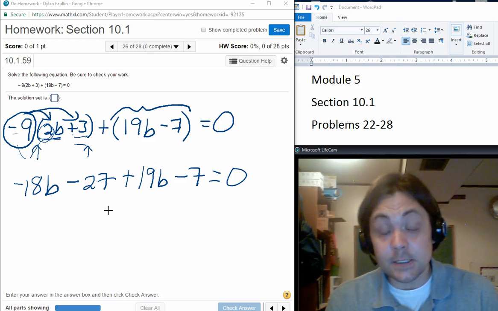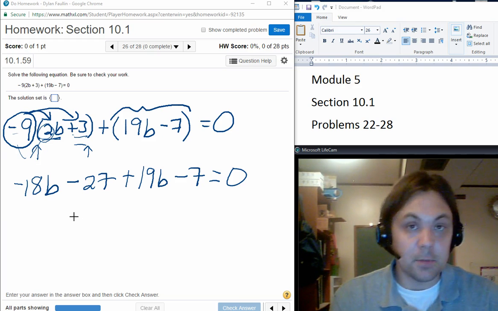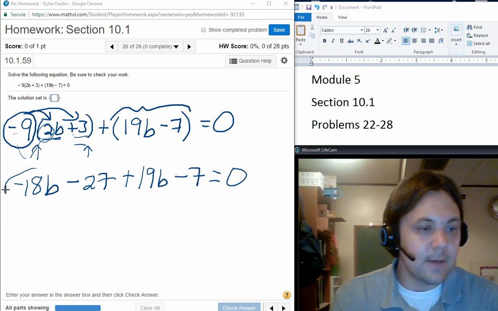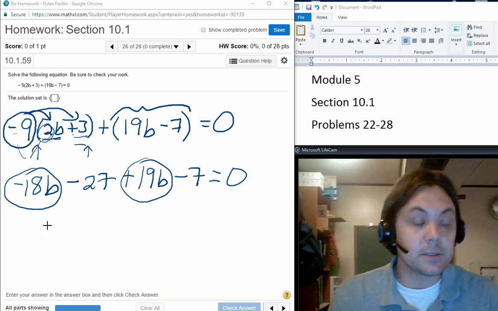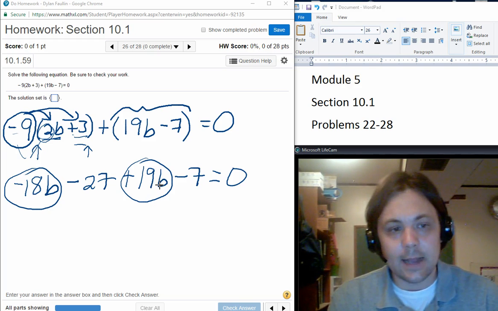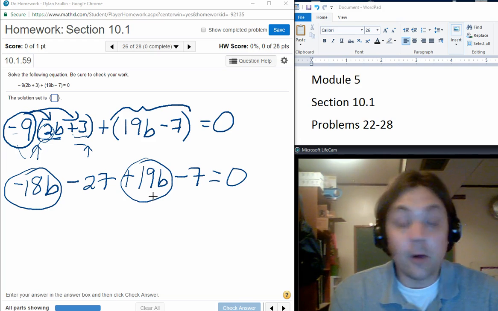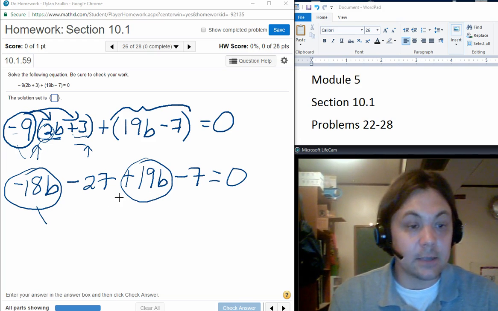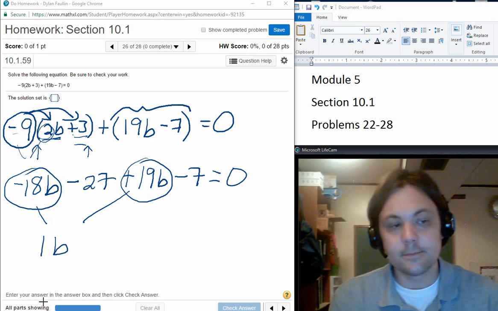Now that the parentheses are out of the way, I can go ahead and combine these terms together, simplify the left-hand side. I have -18b plus 19b. Because they're already both on the same side of the equation, I don't need to subtract the 19b to bring it over here to the -18b. They're already together on the left-hand side. I can just go ahead and combine them together. -18 plus 19 is going to be 1. And then the variable part just gets copied down.